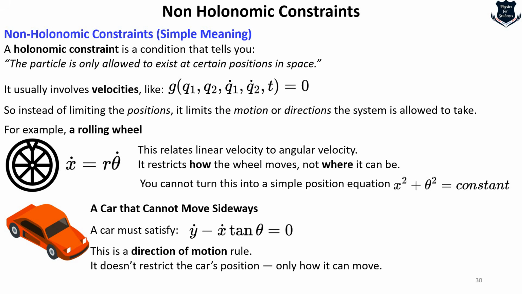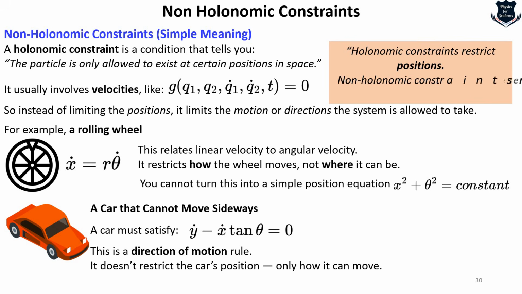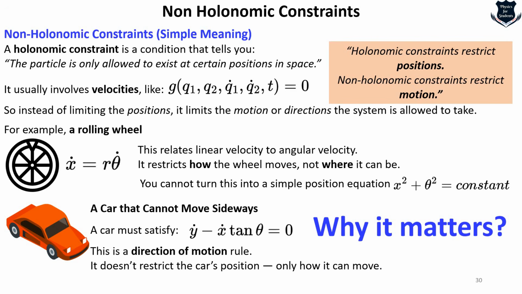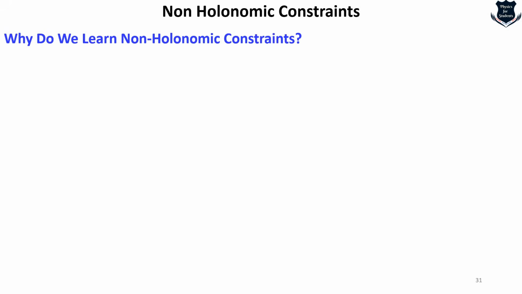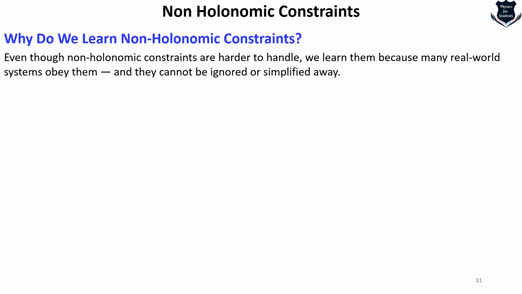Now, you might say, okay, we understand everything. Holonomic constraints restrict positions. Non-holonomic constraints restrict motion. But if non-holonomic is something where they cannot move sidewise or the wheel is restricted, the question is why are we at all learning this? I mean to say it is difficult. The Lagrangian won't be able to solve the non-holonomic. So why does it matter?